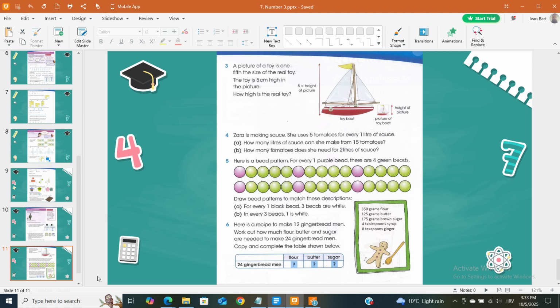Copy and complete the table shown below. 350 grams flour, 125 grams butter, 175 grams brown sugar, 4 tablespoons syrup, 8 teaspoons ginger. Flour, butter, sugar, 24 gingerbread men.